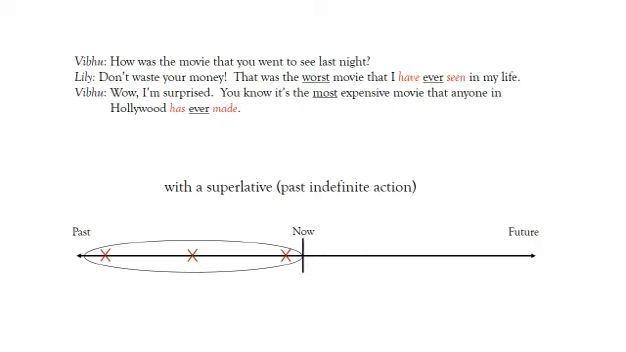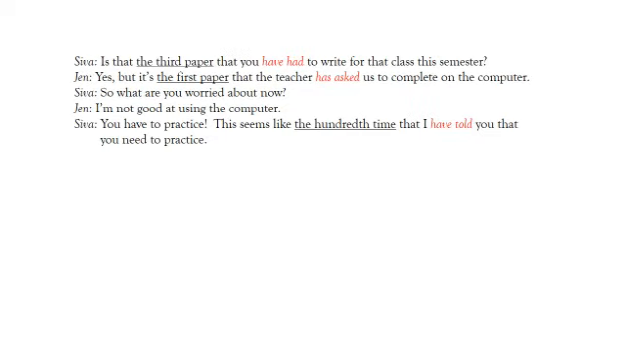But the point is, what is being said here is, up to the present moment, this is the worst movie that anyone has ever made. Worst. Or the most expensive anyone has. So this has happened in the past. Which point in time in the past? We don't know. What we know is, up to this point, this is the most expensive and the worst. So here, once again, we see the present perfect tense in operation. Now the conversation is between Siva and Jen.